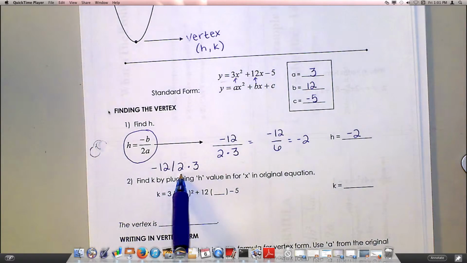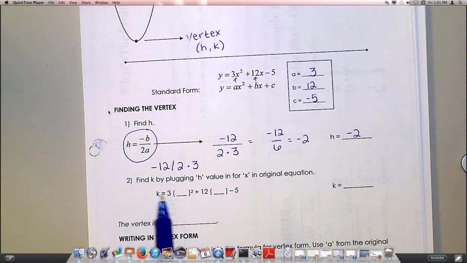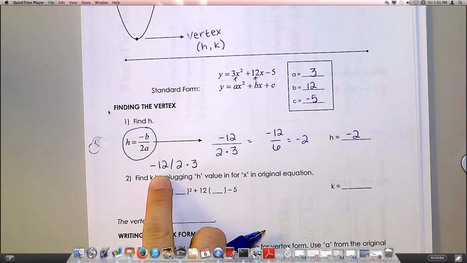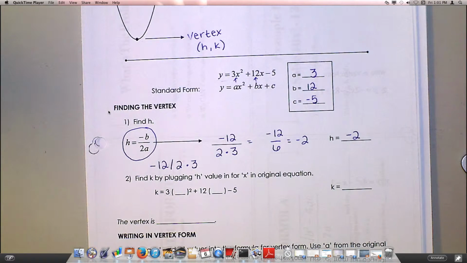This does not get you the right answer. Why not? Right. The way this is written, this says to do negative 12 divided by 2 and then take that answer and multiply by 3. That's not what we want to do.